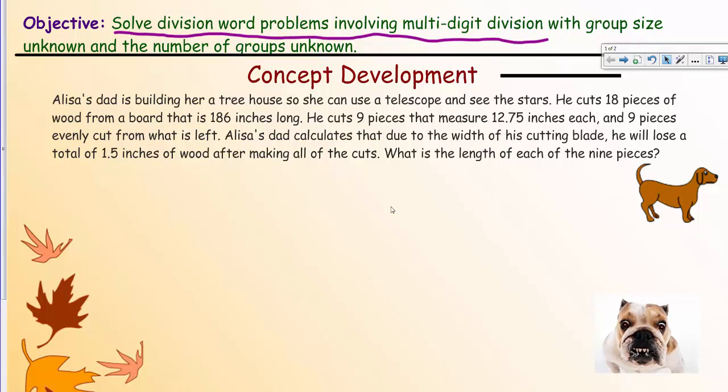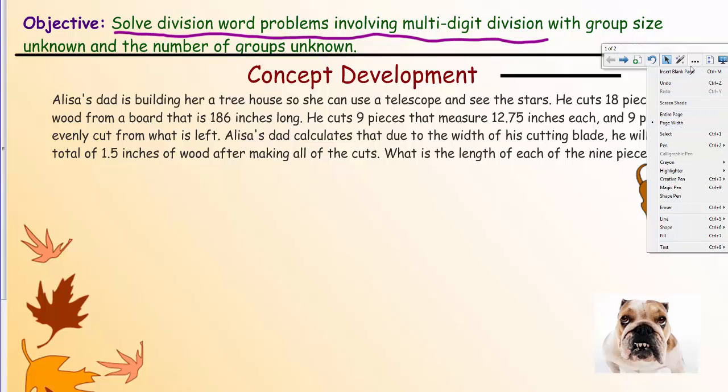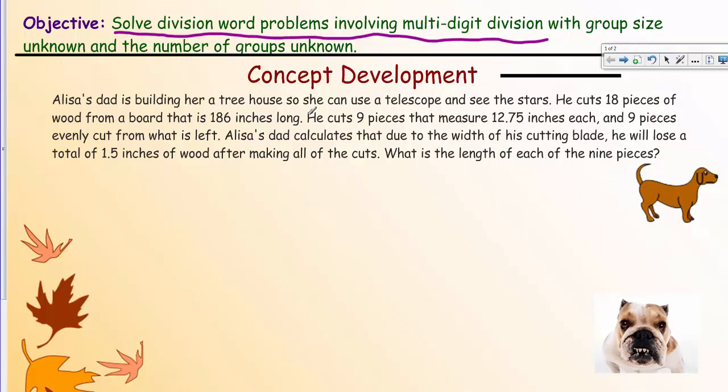So, what's going on here? What's happening? Well, let's just slow it down. First of all, we're going to go ahead and point some things out in red. Obviously the whole first sentence doesn't really apply to the problem. It's given us a little bit of background, the purpose of why Alyssa's dad's cutting wood. But let's slow down. It says he cuts 18 pieces of wood from a board that is 186 inches long.